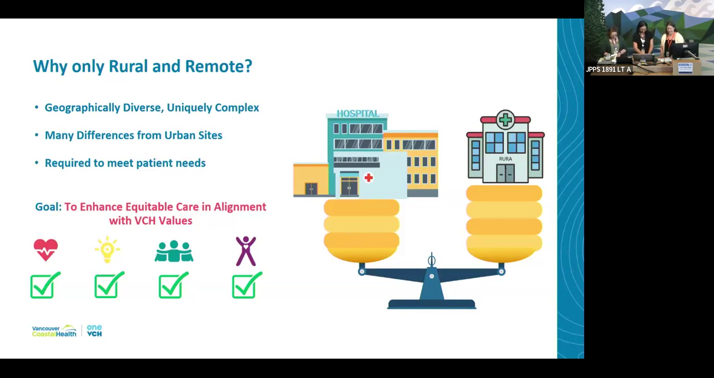Initiatives like these lead to more equitable care for people living in rural and remote areas by offering innovative solutions and exceptional care that ultimately lead to healthier communities.